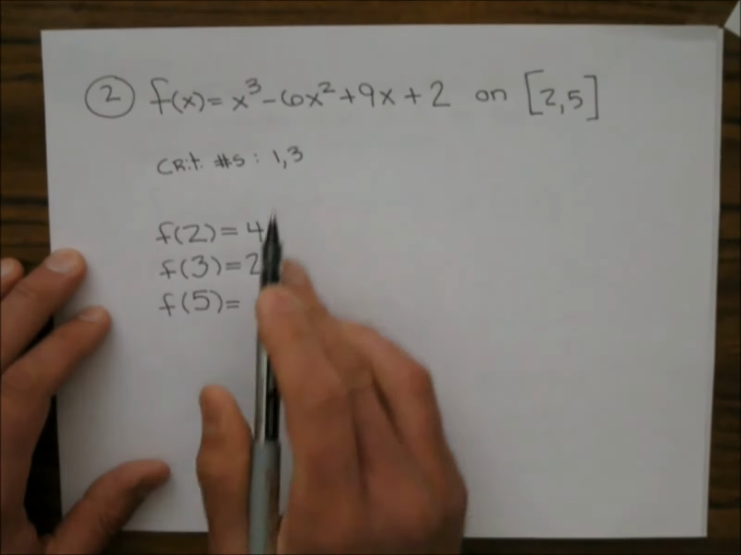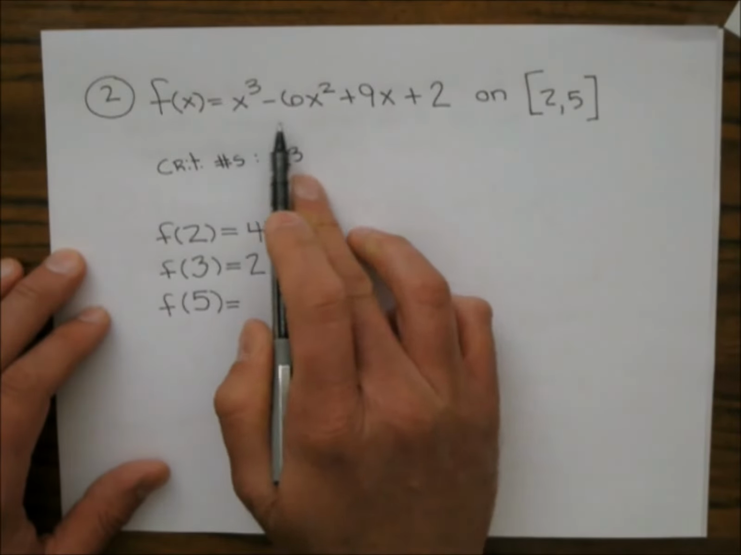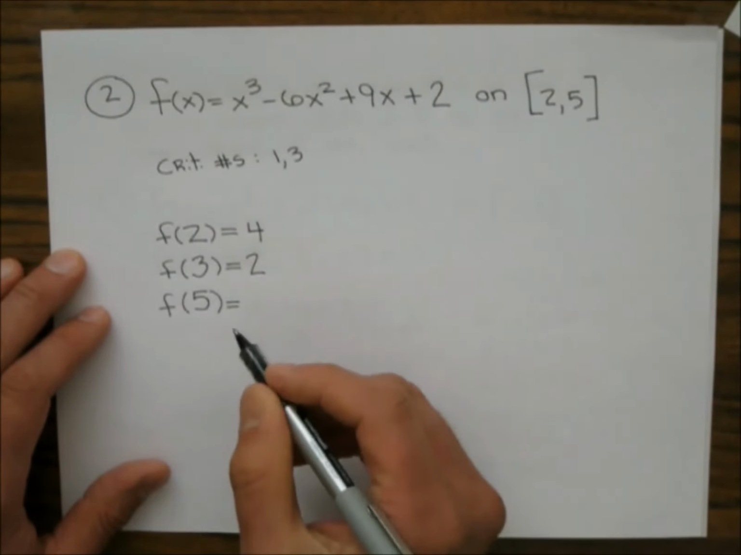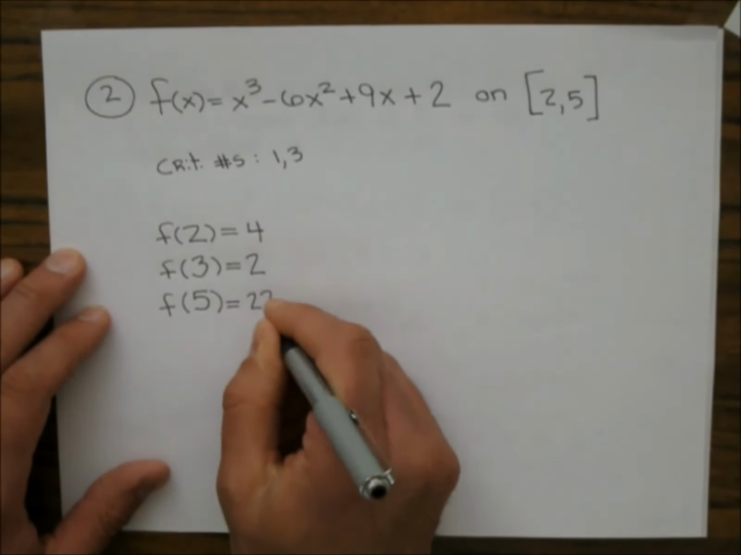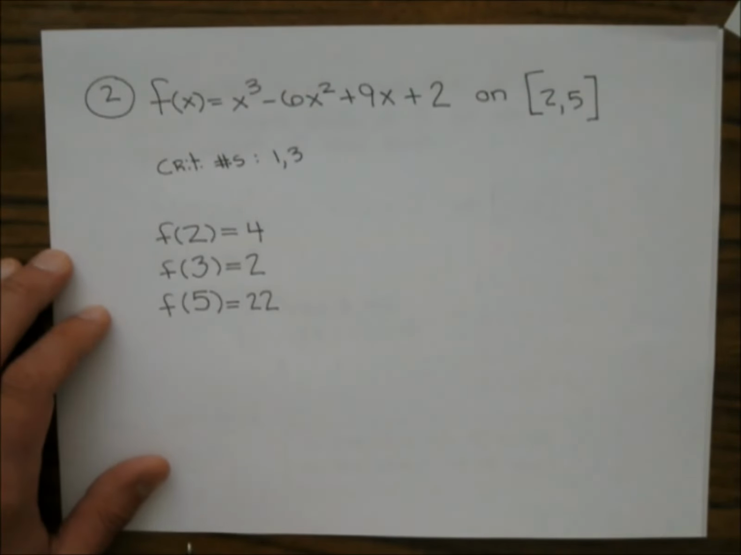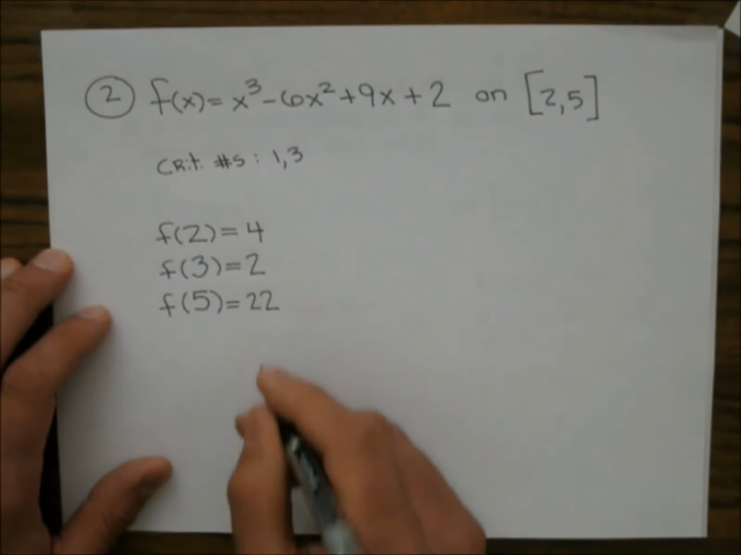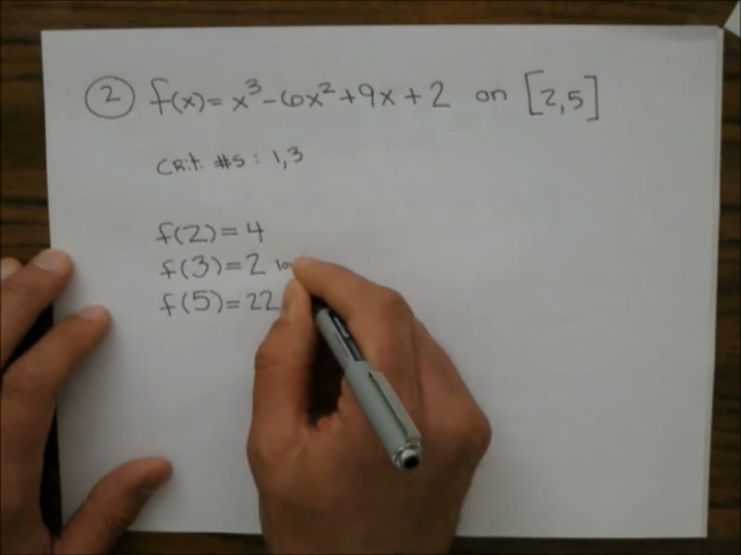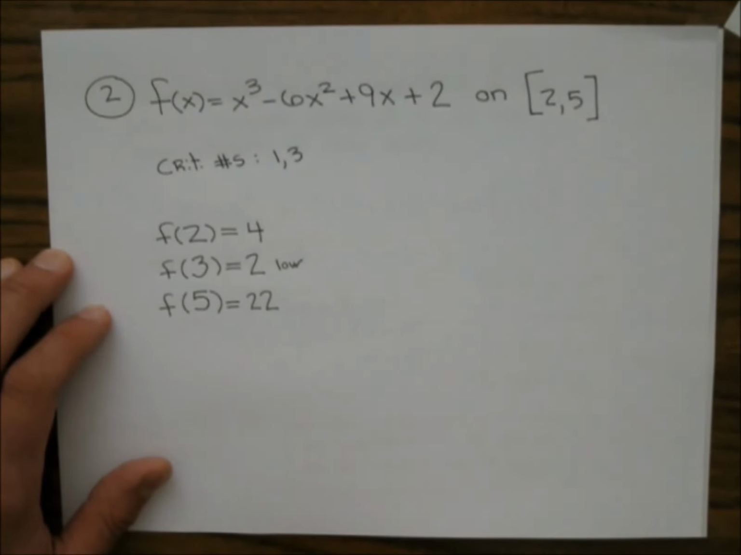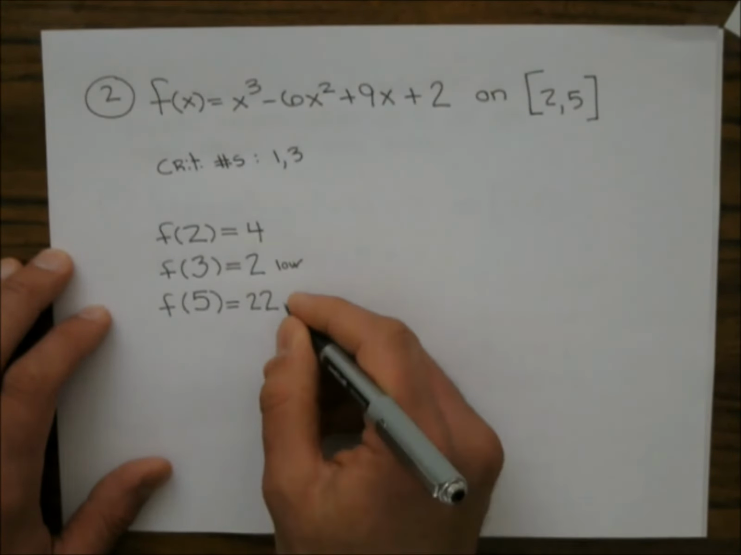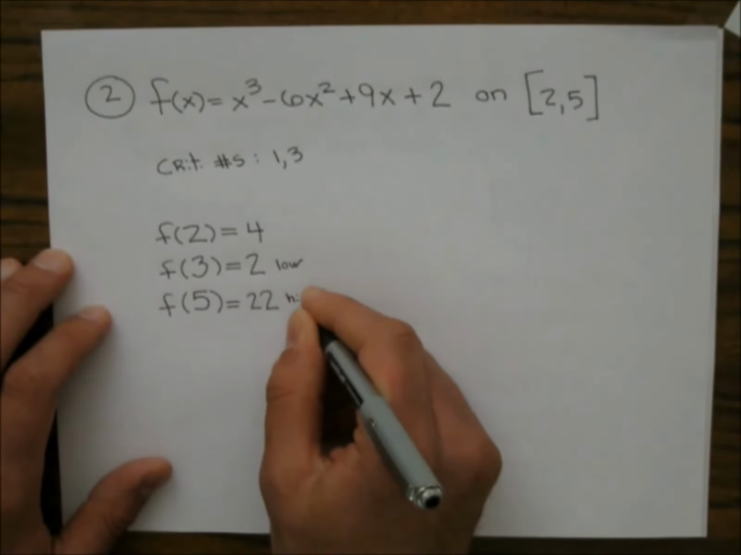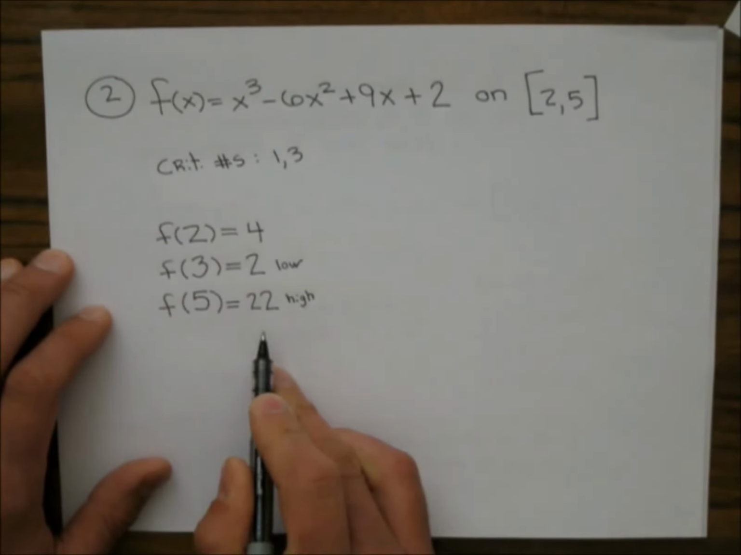And when I plugged 5 in there, probably right now we're using our calculator, I ended up getting 22. So who's the low? The low is this guy right here. That's the bottom dog. He gets a little ribbon for that. And then the top dog, we'll just say the high, is 22.